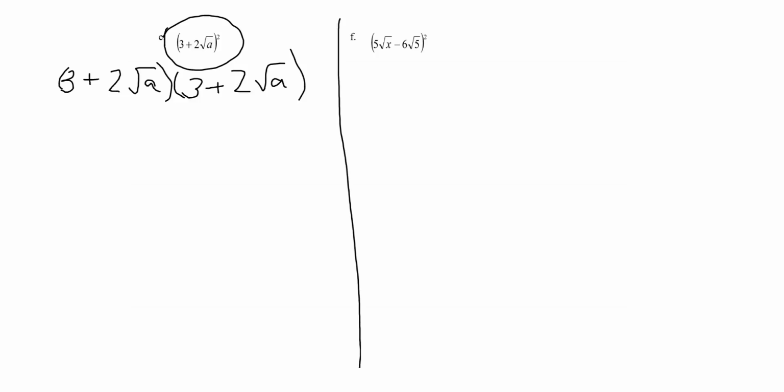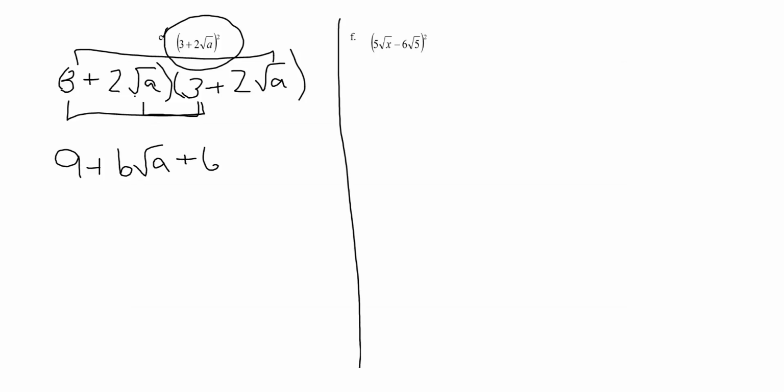And we'll do FOIL. For our first terms, 3 times 3 is 9. Outer will give me 3 times 2 is 6, so we'll have 6 square root a. Inner will also give me 6 square root a. And then my last terms will give me 4 times the square root of a squared.